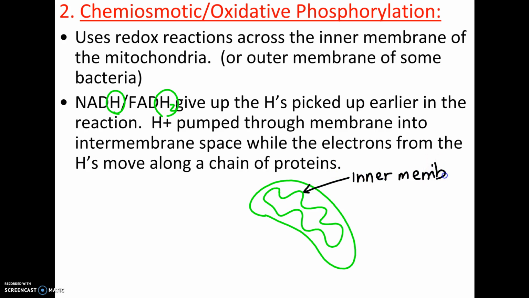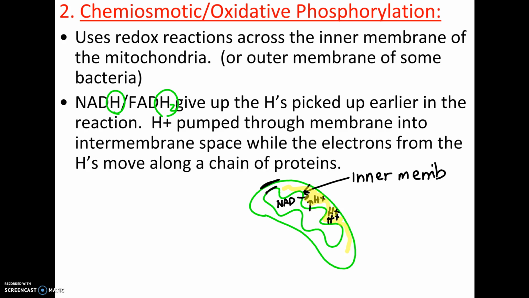And what's happening is NAD and FAD are going to get rid of their hydrogens and they're going to pump them into this. This is what they mean by the intermembrane space. It's the space between the outer membrane of the mitochondria and the inner membrane of the mitochondria. So it's all of this area in here. So the hydrogens are going to build up, and this is going to create an electrochemical gradient. And that's basically like a bunch of stored energy.